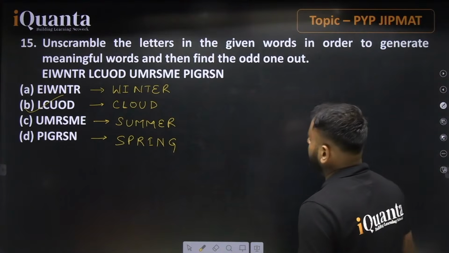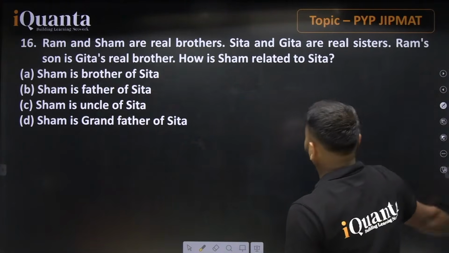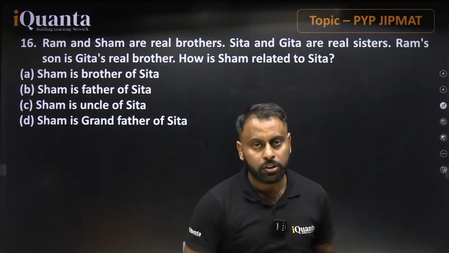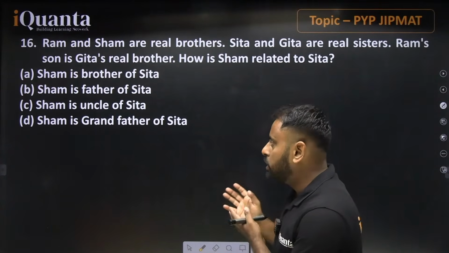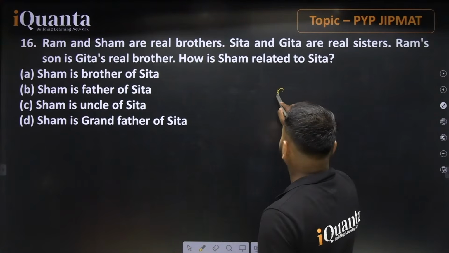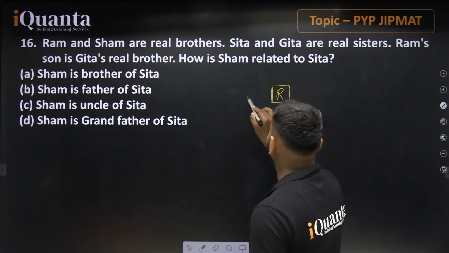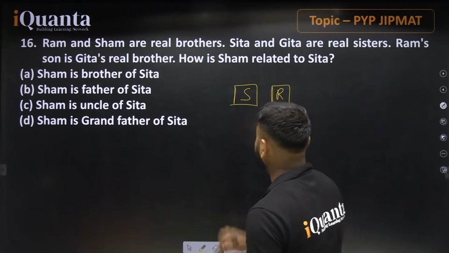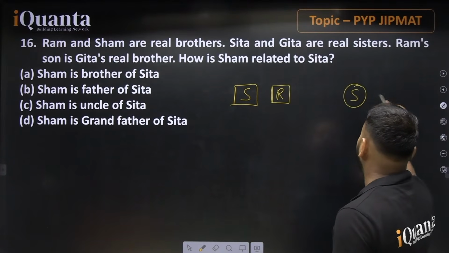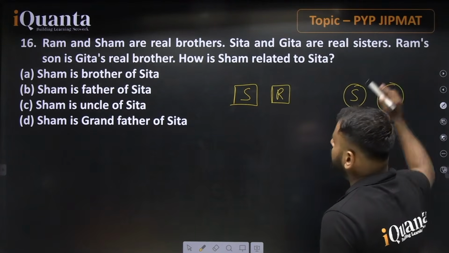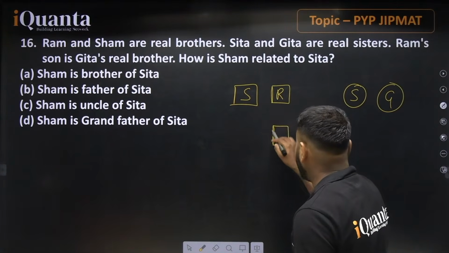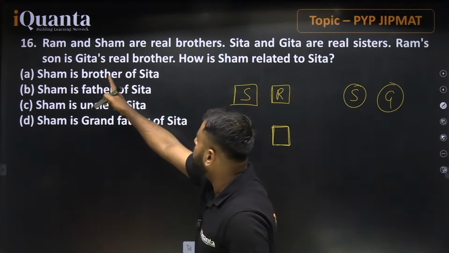Right? Let's talk about another question. Here we have almost half done, because we have total 33 questions in the paper and we are just within the halfway. So Ram and Shyam are real brothers. Okay. If they are real brothers, so Ram and Shyam are real brothers, right? They are brothers. Sita and Geeta are real sisters. So we can just write Sita and Geeta are real sisters. Ram's son, okay, Ram's son is Geeta's real brother.